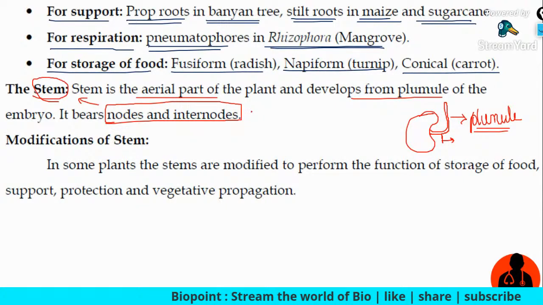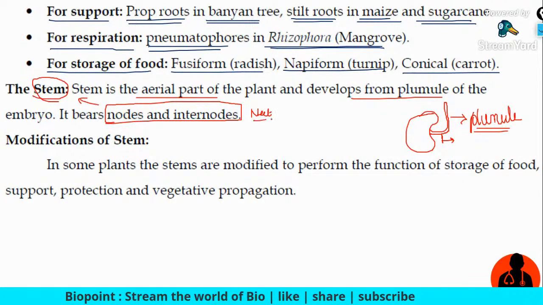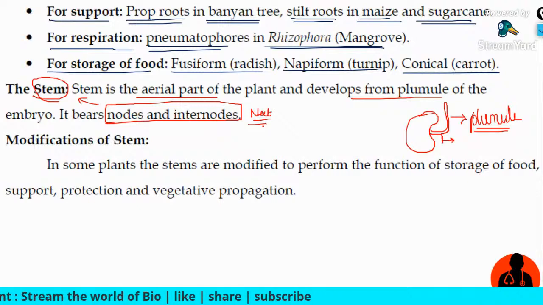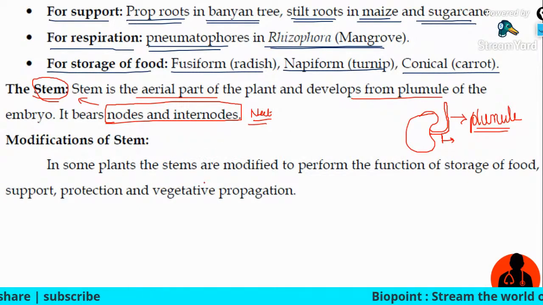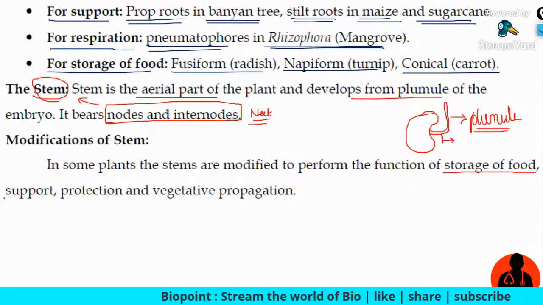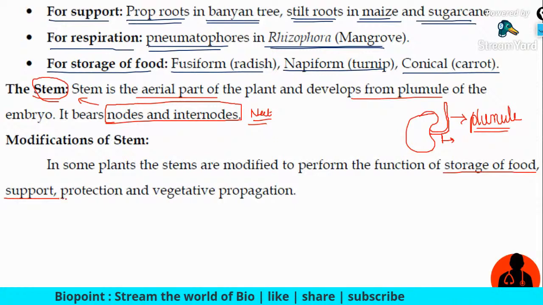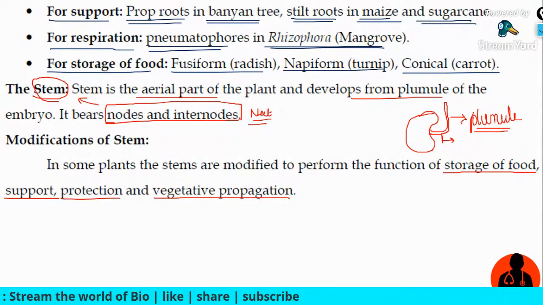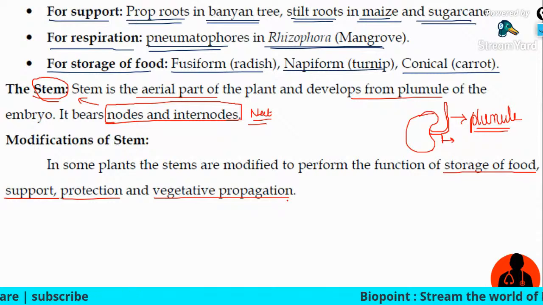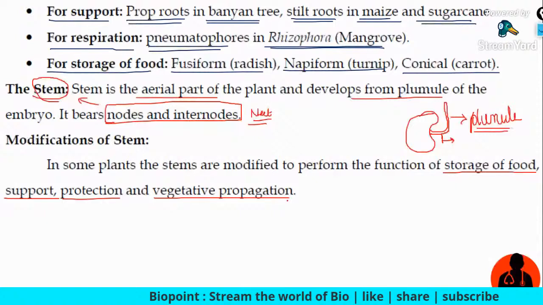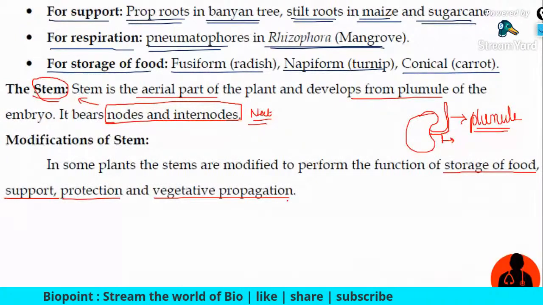Previous year NEET MCQ statement based questions can come, guys. In some plants, the stems are modified to perform the function of storage of food, support, protection, and vegetative propagation. The stem is the ascending part of the axis that bears branches, leaves, flowers, fruits, etc. It develops from the plumule and bears nodes and internodes. Clear?